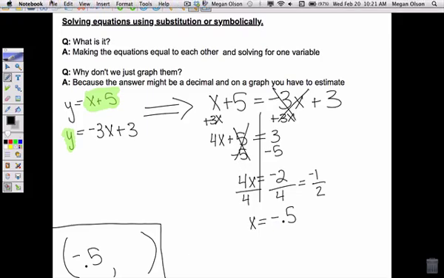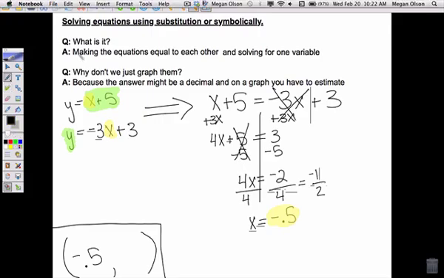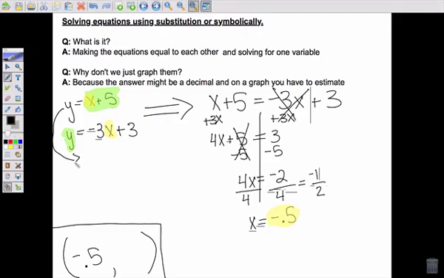In that last example, we had x equals 2 all the time, so that was really easy. When you don't have something like that, you have to substitute in again. We're just going to put this negative 0.5 in for either one of these two x's, and both times we'll get the same answer. If we do this one, y is going to equal negative 0.5 plus 5, which equals 4.5. And if we do this one, y is going to equal negative 3 times negative 0.5 plus 3, which is also going to equal, guess what?